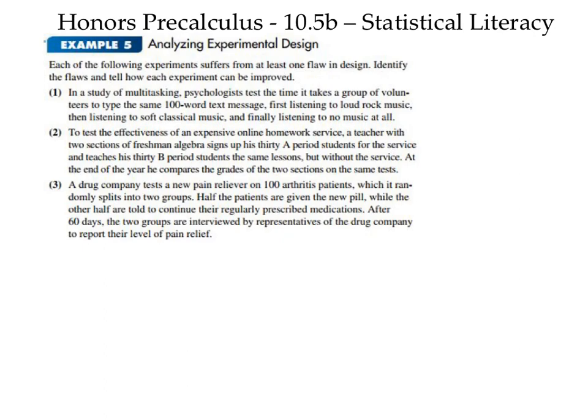Number 2. To test the effectiveness of an expensive online homework service, a teacher with 2 sections of freshman algebra signs up his 30 A period students for the service and teaches his 30 B period students the same lessons but without the service. At the end of the year, he compares the grades of the 2 sections on the same test. What's wrong with this one?